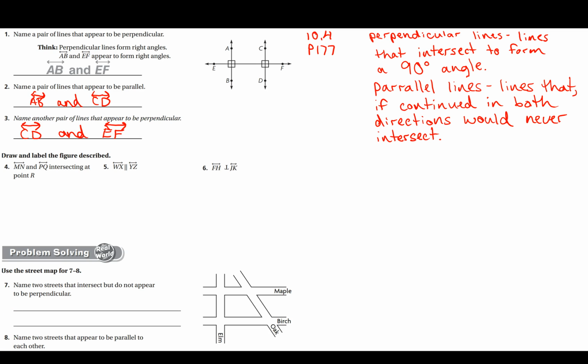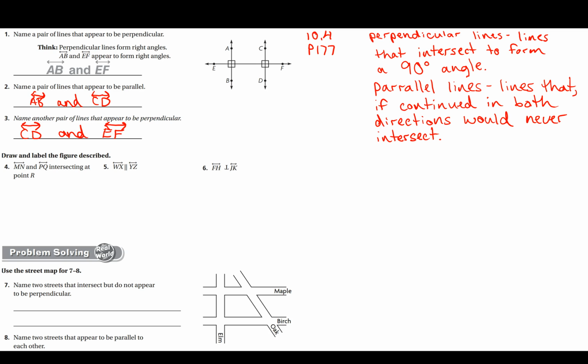All right, going down to 4, 5, and 6, draw and label the figure described. So we have line MN, and it's going to go on in both directions because it has the arrows at the end, and line PQ, and again, it's going to go on in both directions because it has the arrows, intersecting at point R, so that's where these two lines are going to meet.